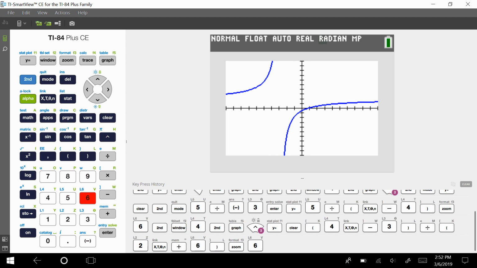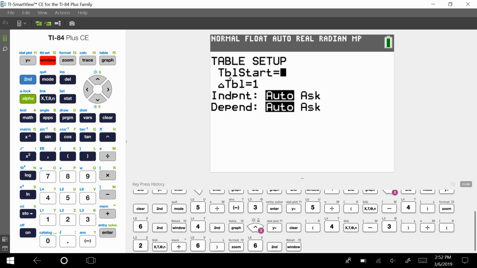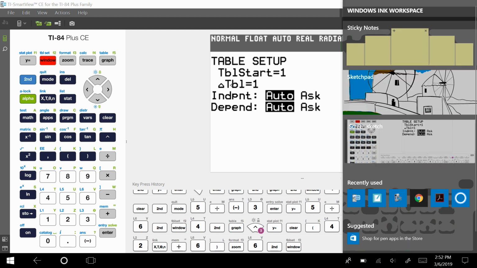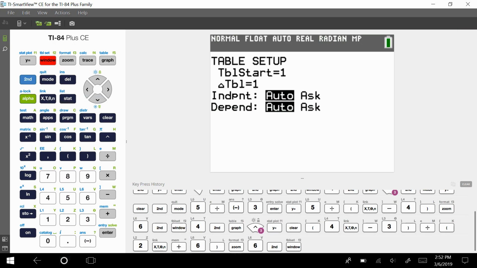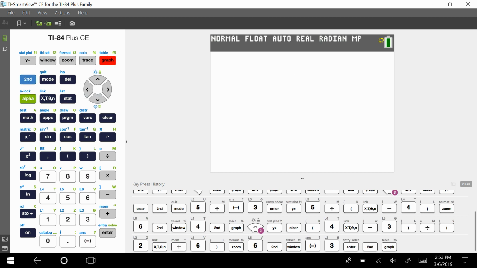All right, well, then I need my tables. So I start by hitting second window for the table. I want to start the table at the vertical asymptote, which in our case was x equals -3. So I needed this number right here to be a -3. I want this one to stay there. So I change this to a -3. Keep the 1. Next I hit second, and then the graph over here brings up my table.